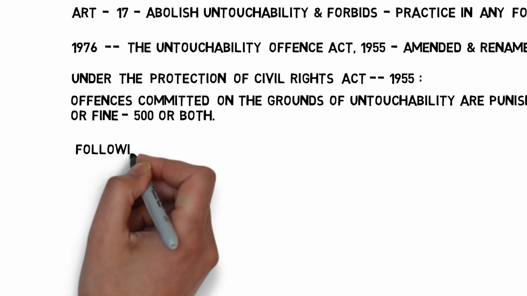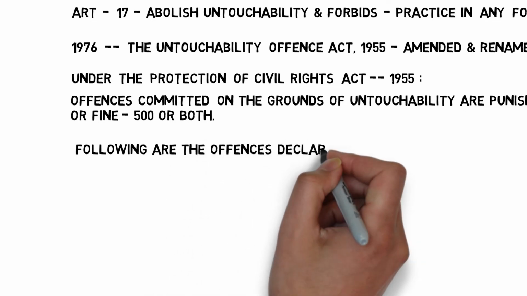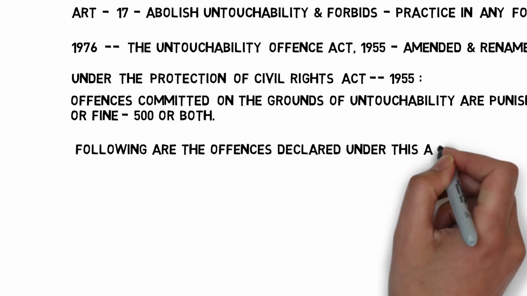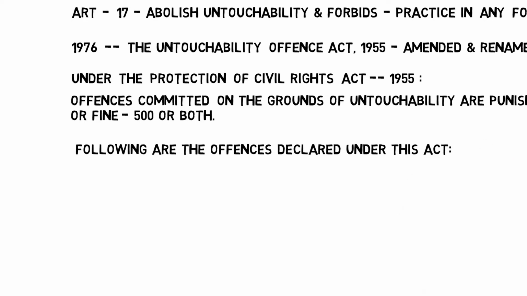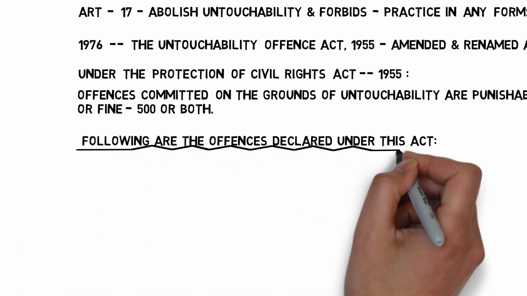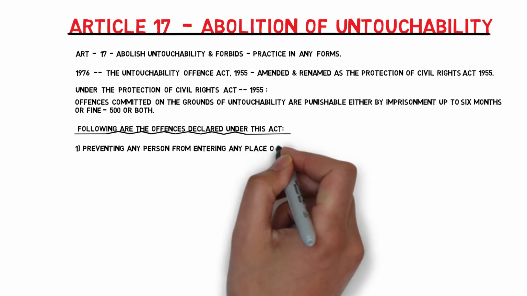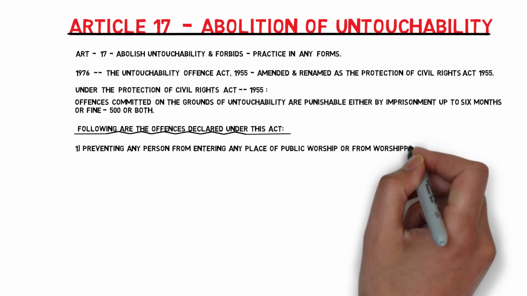Well, moving on, following are the offences declared under this act. Now, following would be these different offences which will help us to understand what are those offences which come under this particular act. Point number 1, preventing any person from entering any place of public worship or from worshipping therein.